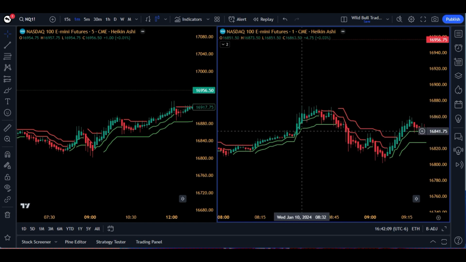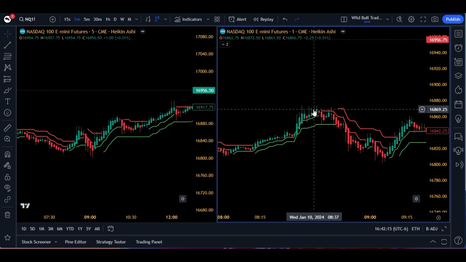Whenever the price was coming close to the moving average, I was jumping onto the trade and then closing the trade at 70, 71, 72. That gave me a nice opportunity to make some profits in the beginning of the day itself, within 10 minutes of time.